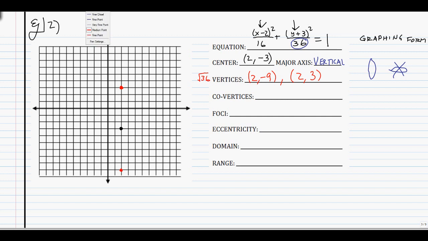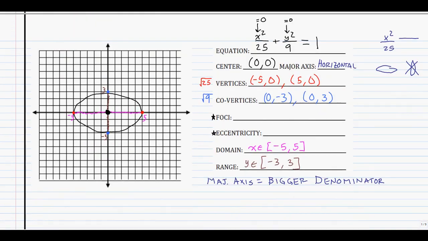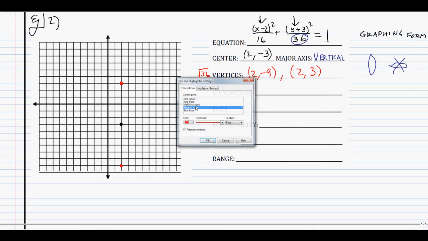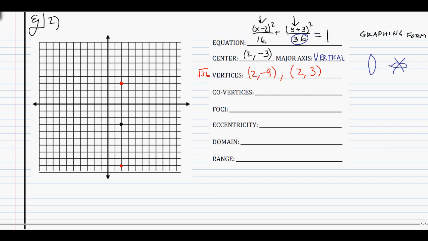Next, the co-vertices. Trying to remember what color I used last time, I used light blue. For the co-vertices, you can probably predict what I'm going to do, the same kind of thing as the last one. Our smaller denominator is right here, 16. So for the co-vertices, we're going to count out the square root of 16. Go to my center. The square root of 16 is 4, so I'm going to go 4 to the left. There's one co-vertex, and then 4 to the right, which gives me my second co-vertex.